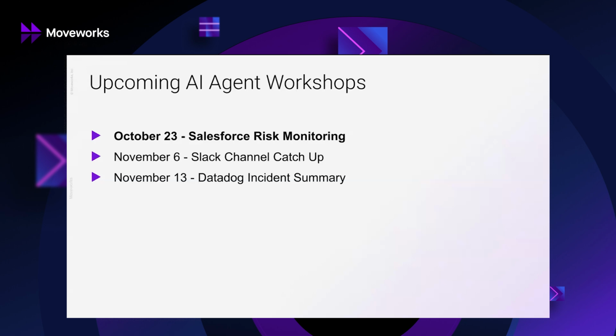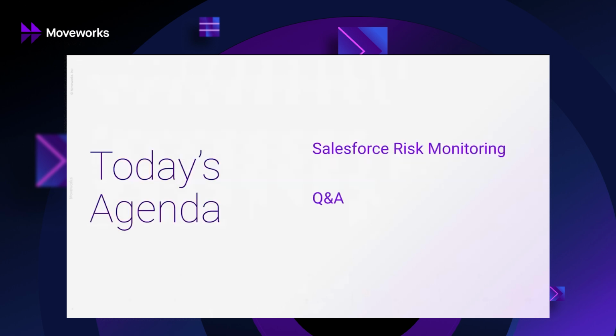And then on November 13th, we will be discussing Datadog incident summarization, a similar kind of use case, taking the output of some more complex thing. So in one case, it's a Slack channel. In another case, it's a Datadog incident, and then reading that, summarizing it, and then returning some useful information to the end user using generative AI. Very exciting use cases. But again, today, let's go ahead and just talk about Salesforce risk monitoring. We can go ahead and get started on that.